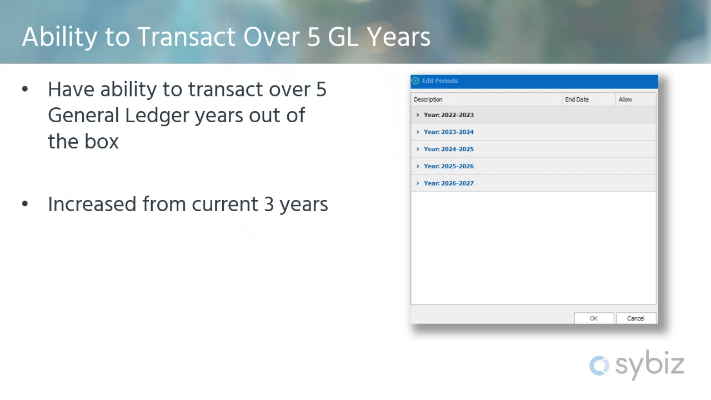Quick and easy one that's going to be very good for many of you: the ability to transact over 5 general ledger years out of the box. Previously it was 3, now it's 5, so you can go back even further in time if you do need to do a small little correction, something from a couple of years ago.